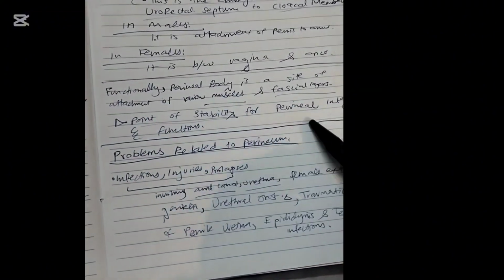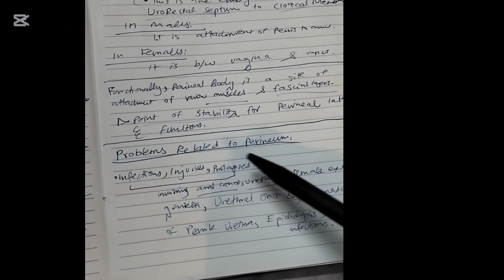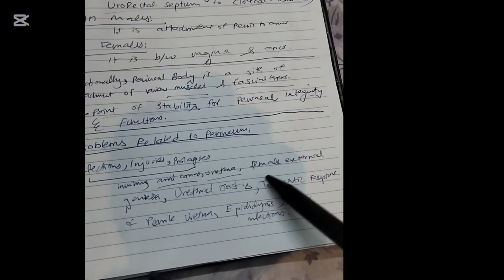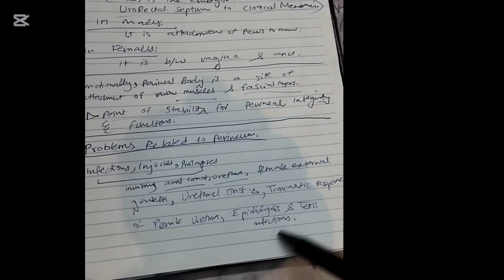Now let's talk about the problems related to the perineum. So these are infections, injuries, or prolapses involving anal canal, urethra, female external genitalia, urethral obstruction or traumatic rupture of the penile urethra, epididymis, and testes infections.